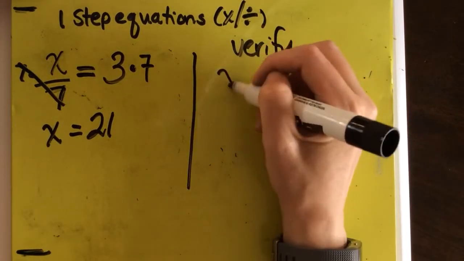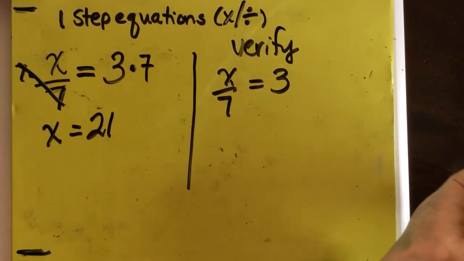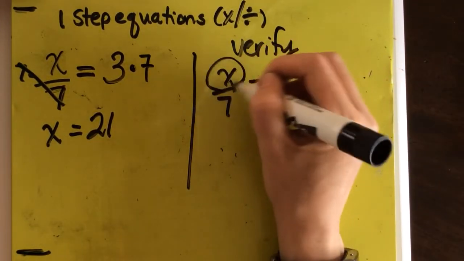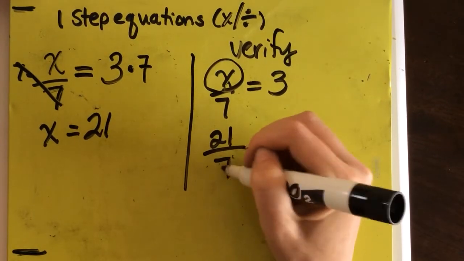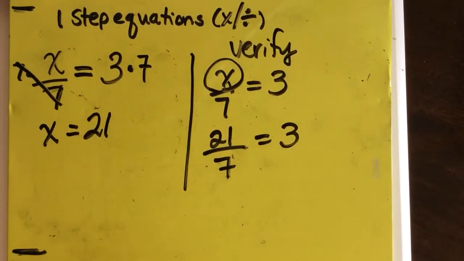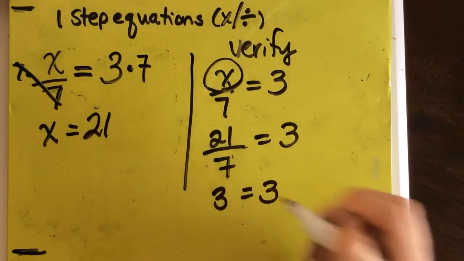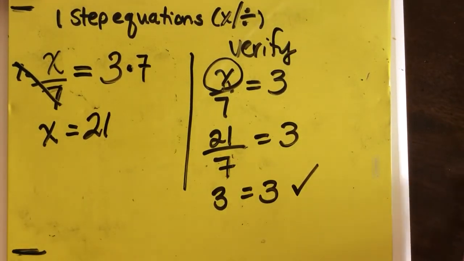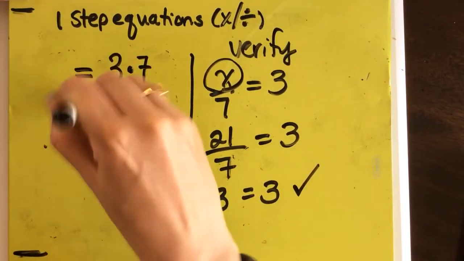So we can verify by taking my original equation and substituting in 21 in place of x. So instead of x, we'll say 21 over 7 equals 3. Is this true? 21 divided by 7? Yes, it is equal to 3. So we know that that answer is correct. Okay, one more.